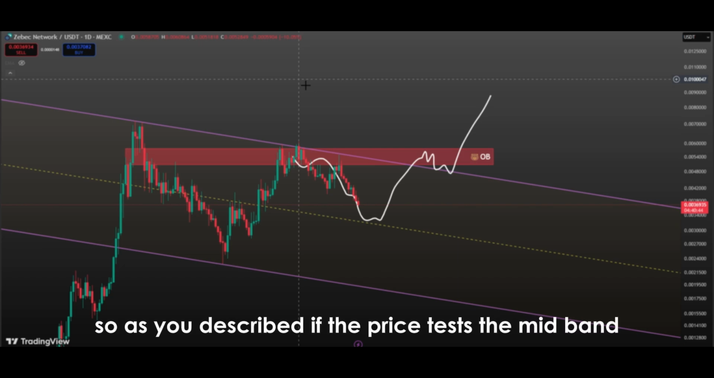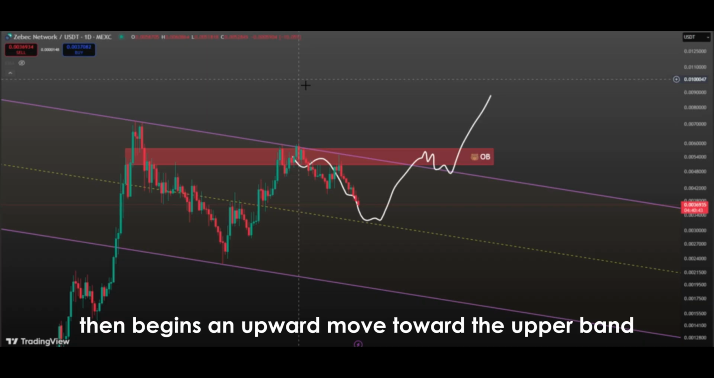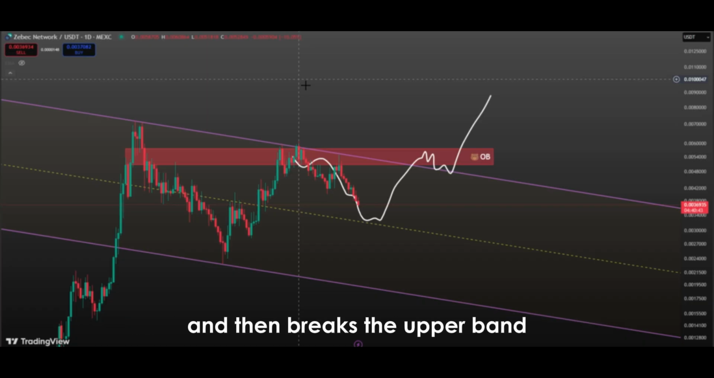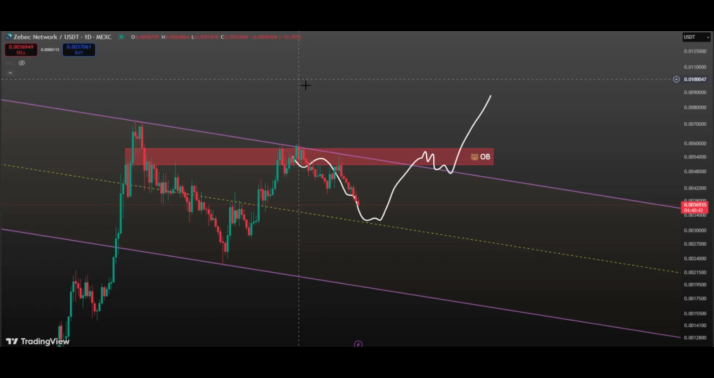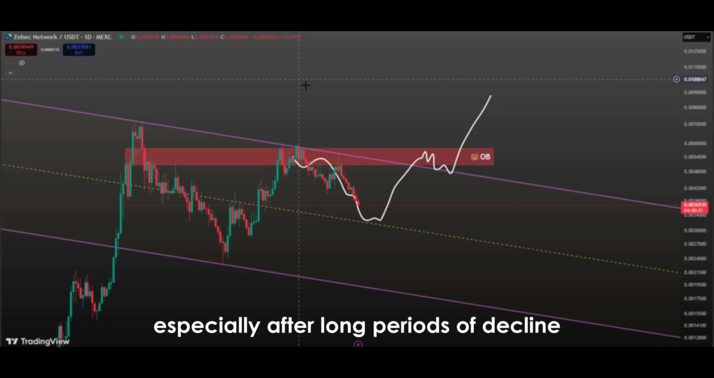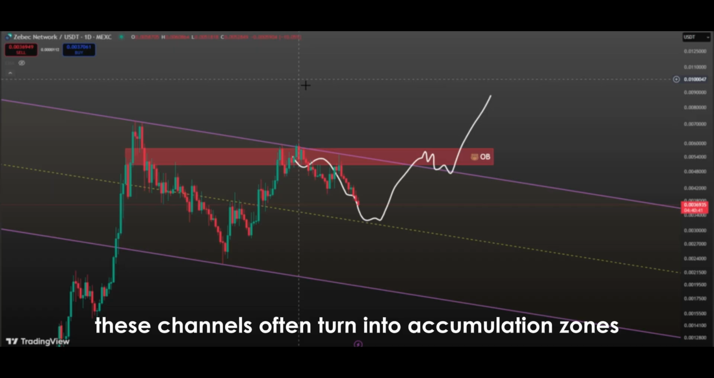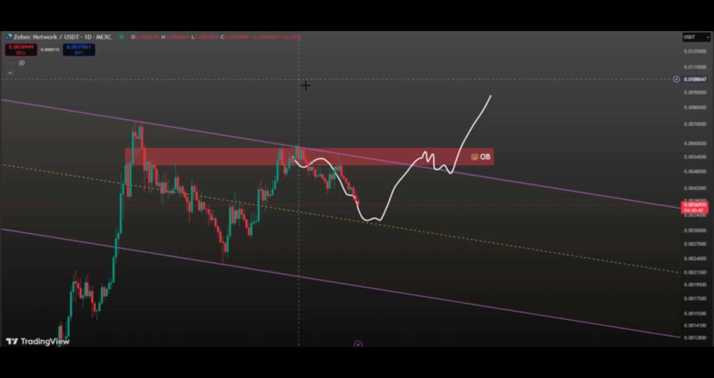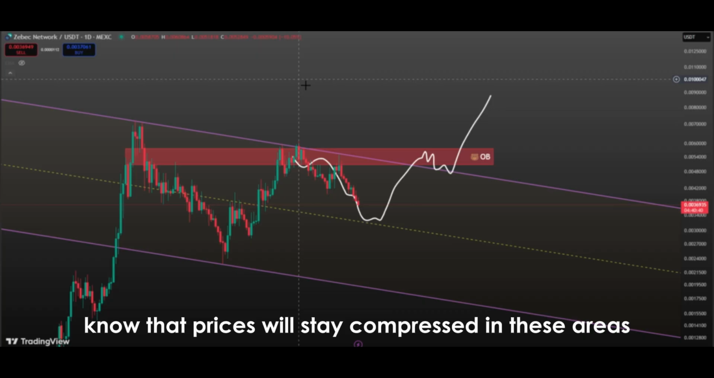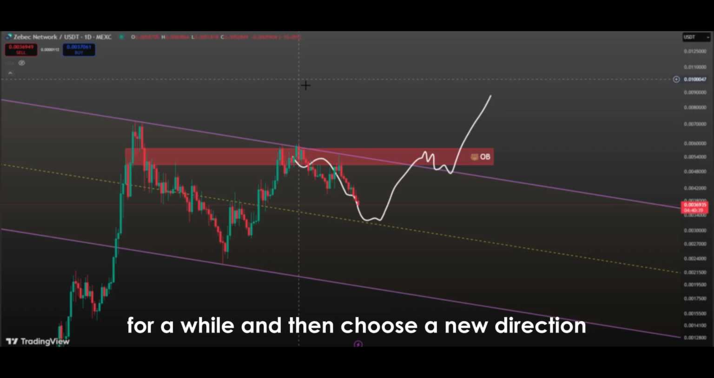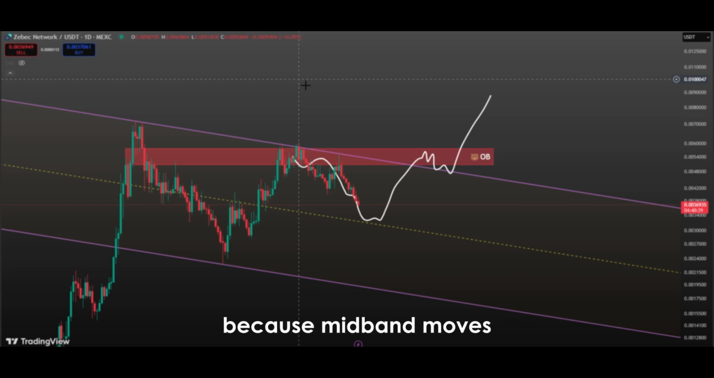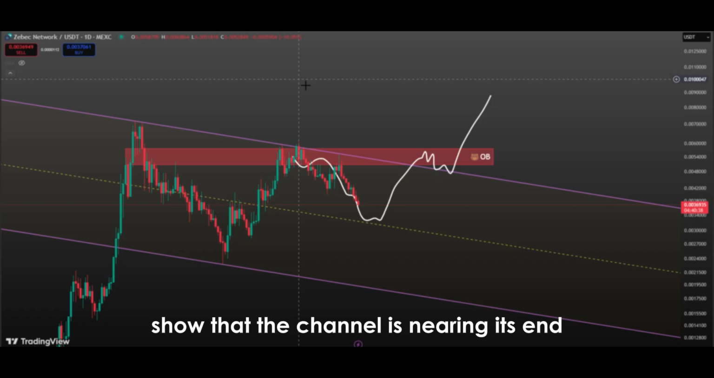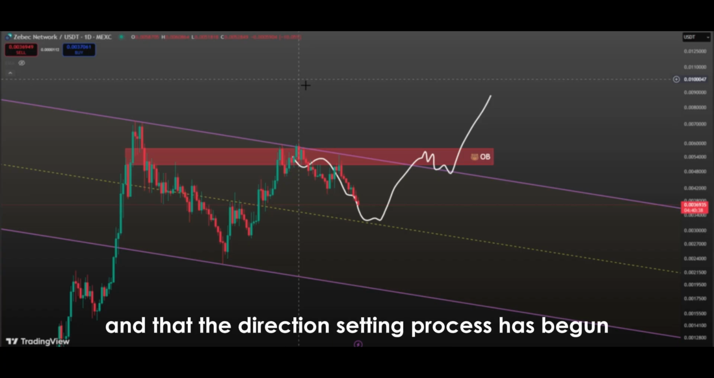So, as you described, if the price tests the midband, then begins an upward move toward the upper band, and then breaks the upper band, it can gain a much stronger upward momentum. These kinds of scenarios are actually common in descending channel structures. Especially after long periods of decline, these channels often turn into accumulation zones. Investors know that prices will stay compressed in these areas for a while and then choose a new direction. Testing the midband is a sign that this choice is approaching, because midband moves show that the channel is nearing its end and that the direction setting process has begun.